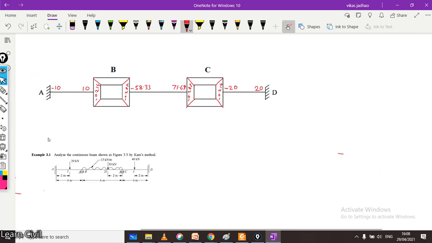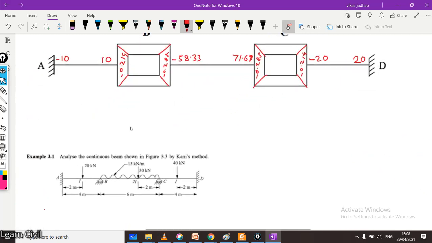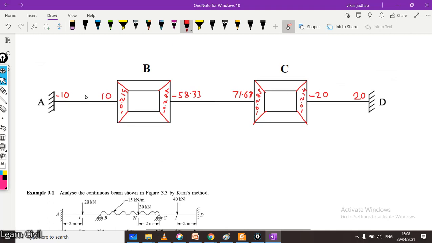Okay, so two points we have written down. The first is your fixed end moment, then we have written down the rotation factor values. Now in this small box, we have to write down the summation of fixed end moment at that joint. You can see here we are having two fixed end moments, minus 10 and minus 58.33. So sum these two bending moments.